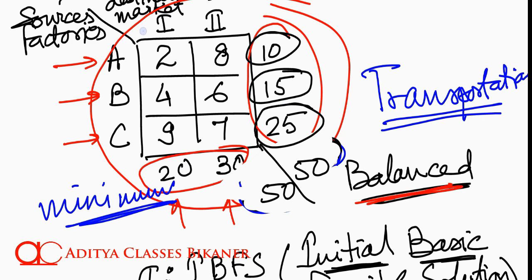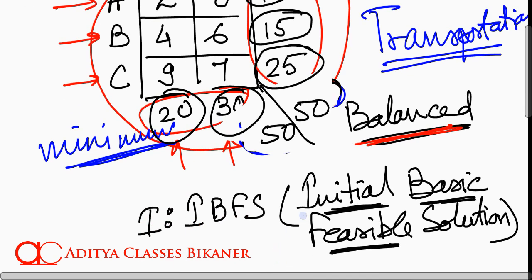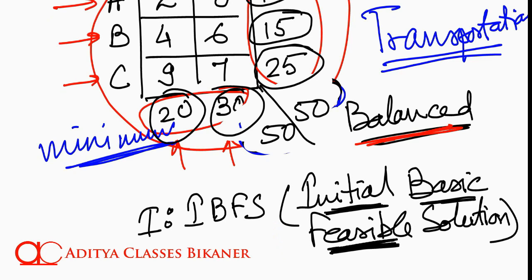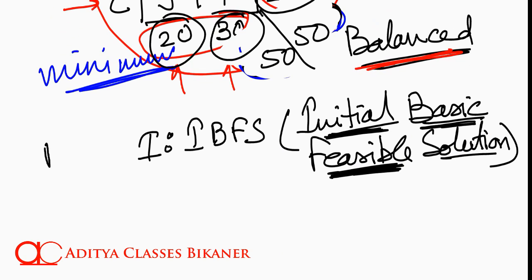And what about markets? Market A should get a supply of 20, while market 2 should get a supply of 30. So this is what I'll be able to do when I'm done with feasible solution. So my solution will be initial, basic, feasible solution. So this would be our phase 1.